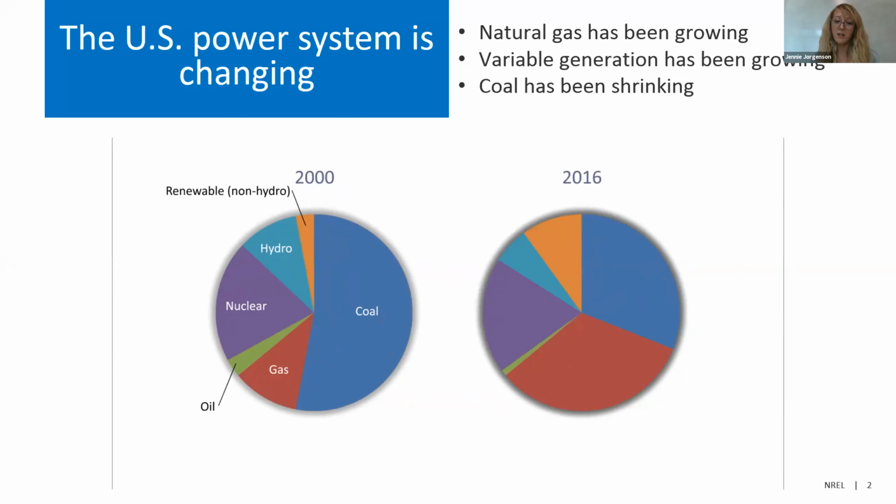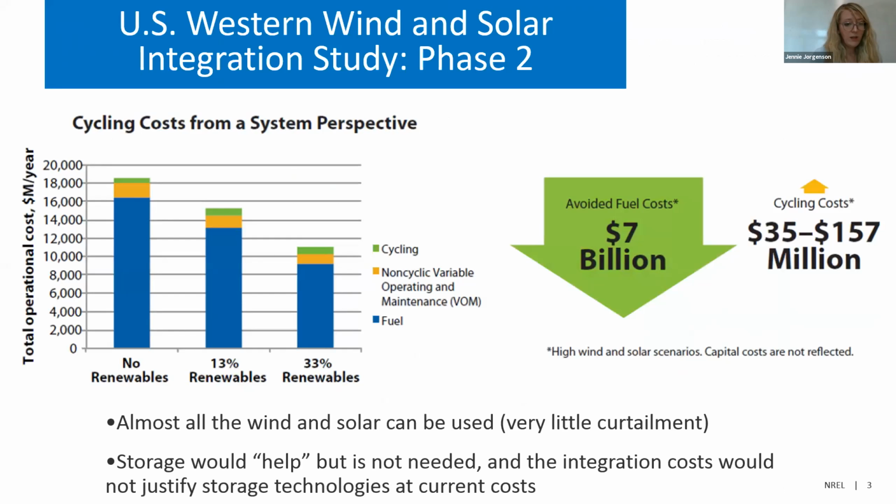So this pie chart illustrates the change that's happened between the years 2000 and 2016. It indicates a pretty dramatic shift in our electricity mix, considering the US power system is typically thought of as an industry that is slow to change. But as this rapid transition started to occur, NREL began to evaluate the impacts of the shifts in where our electricity comes from, and specifically the impact of renewables on the grid.